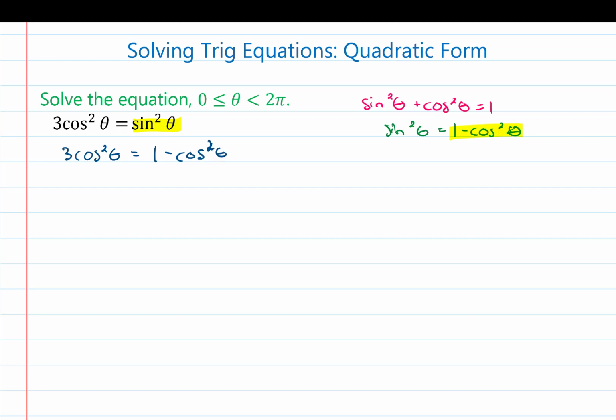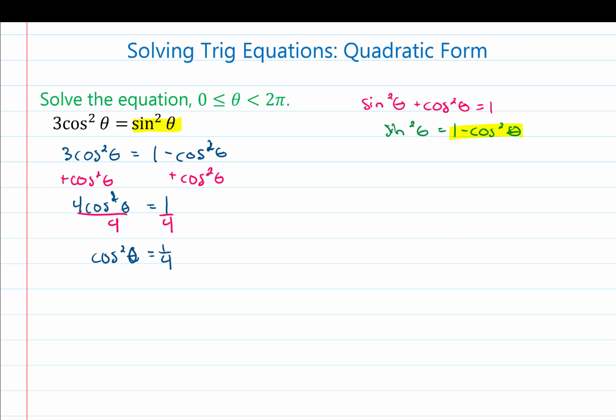Now what I have is like terms on both sides of the equal sign. So what I'm going to do is move them over to the same side. I'm going to do this by adding cosine squared theta to both sides. This gives me a new version of the equation of 4 times cosine squared theta is equal to 1. I'm now going to isolate cosine of theta by dividing by 4 first. And so I get cosine squared theta is equal to 1/4.